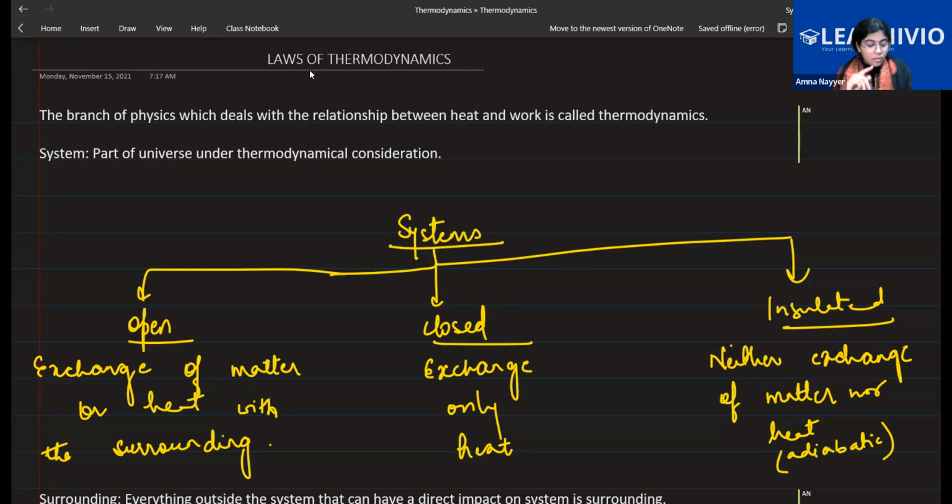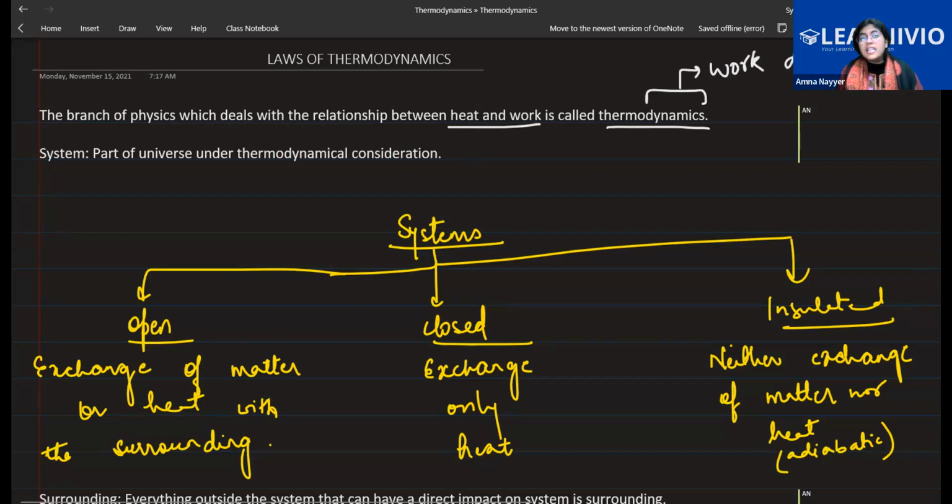Thermodynamics is a different branch. It will now be dealing with work done. The entire concept of work done was hidden. We didn't use the concept of work done till now. So the concept of work done will be utilized here. So yes, let's start. The branch of physics which deals with the relationship between heat and work is called thermodynamics. See, dynamics means only that which is related to work done.